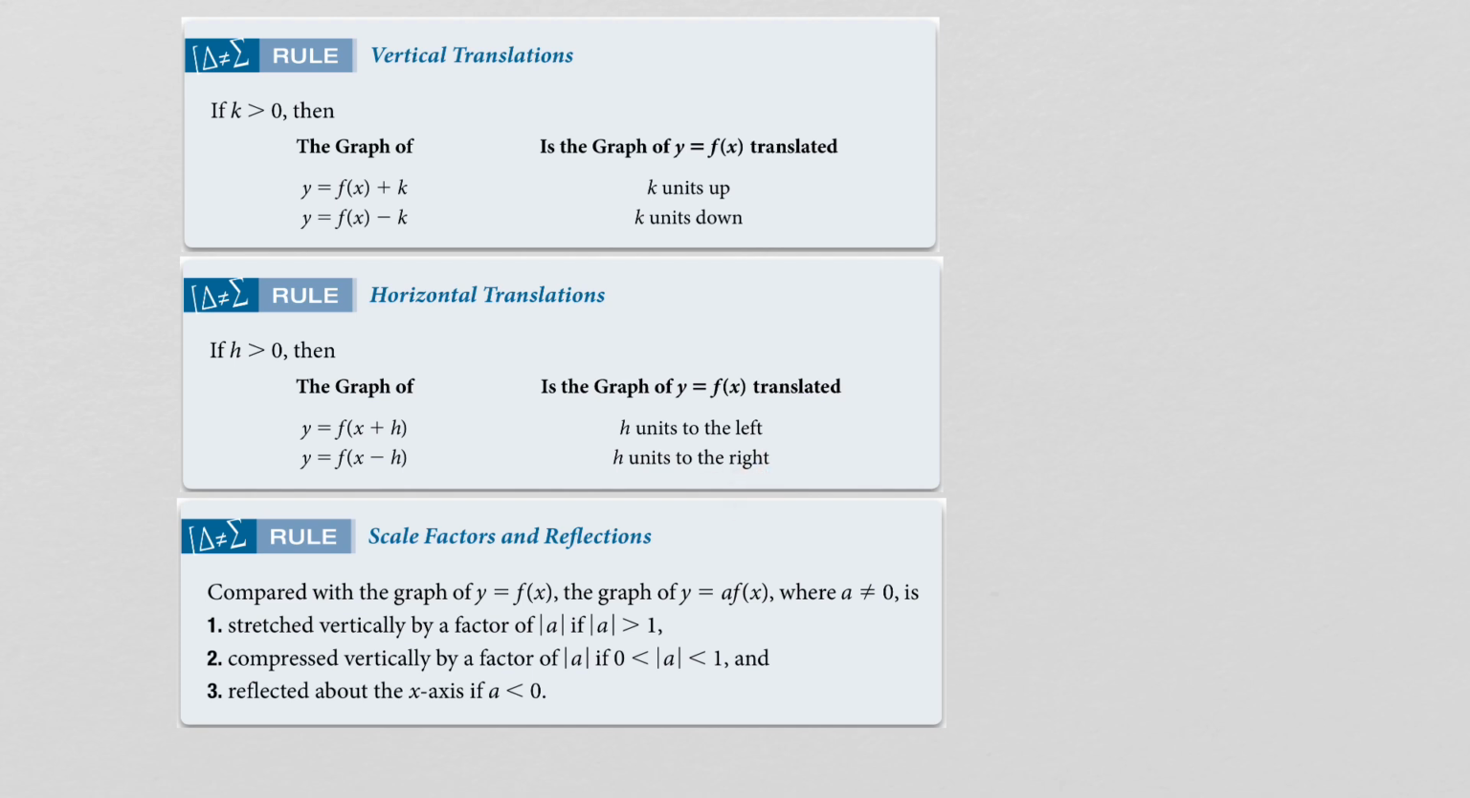And finally, if you have y equals f of x, and you know the graph of it, multiplying f of x by some number a is going to stretch the graph vertically by a factor of a if the number a is larger than 1, and it's going to compress the graph vertically if the number a is less than 1. And finally, if a is negative, it will reflect it about the x-axis. So let's go ahead and take a look at some examples.